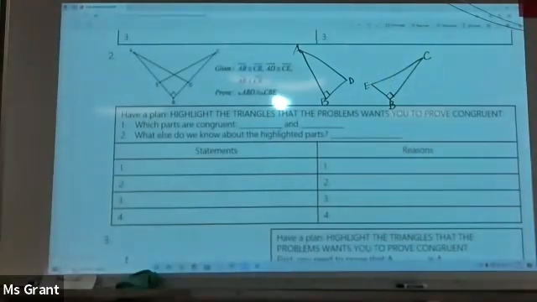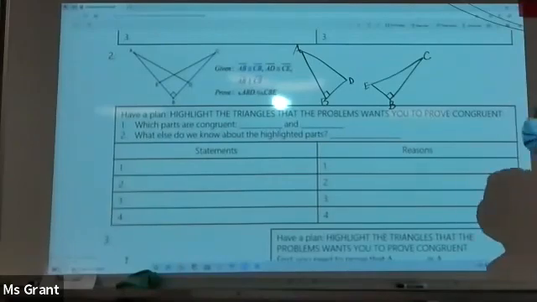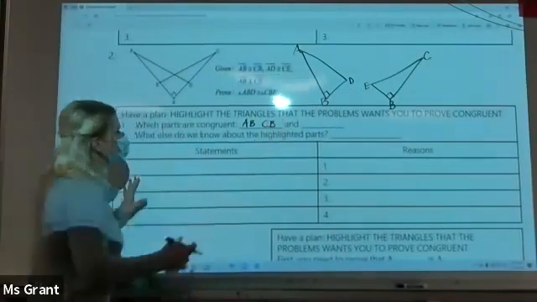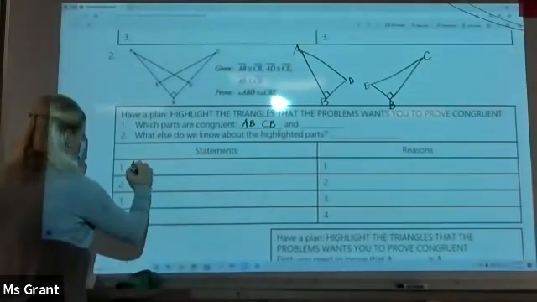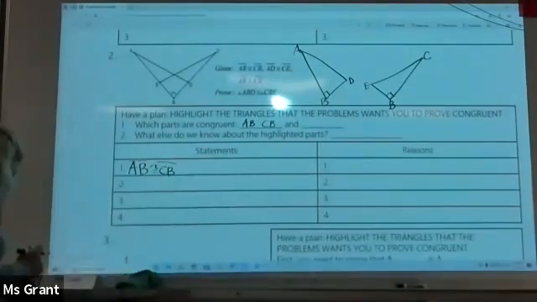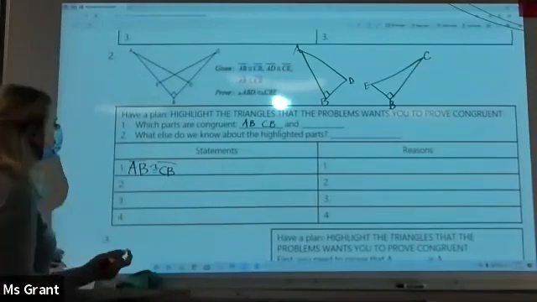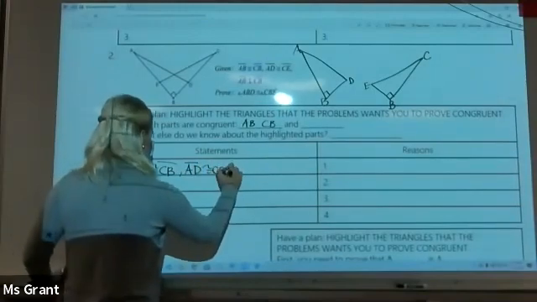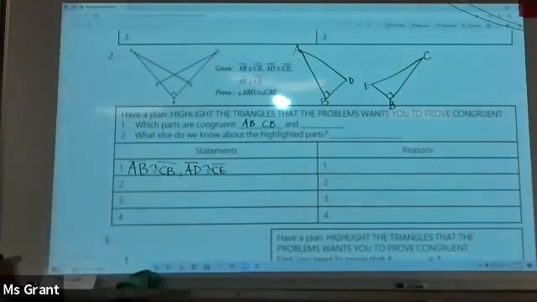So let's talk about our plan. Have a plan. Highlight the triangles that the problem wants you to prove congruent. I redrew them. Which parts are congruent? Here we go. AB and CB, which is going to go in my proof anyways. Let's see, it puts all the given on one line again. I'm going to do it. AD is congruent to CE. And AB is perpendicular to CB.